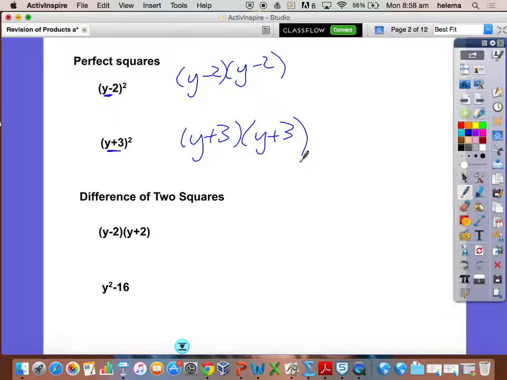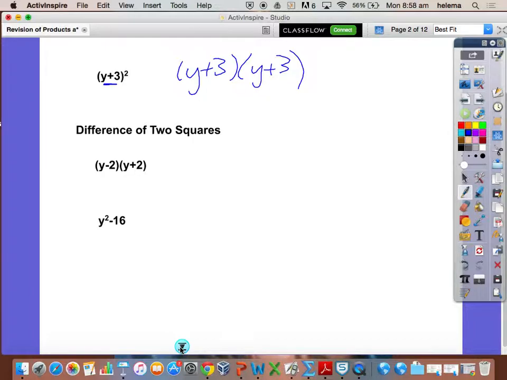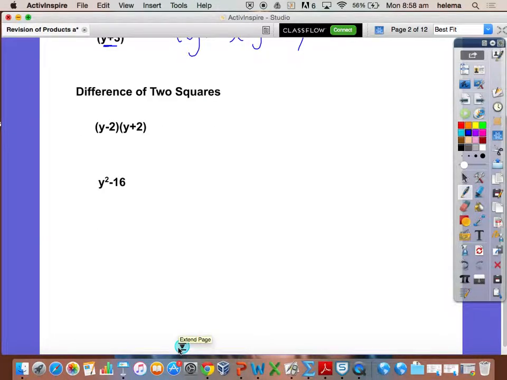Difference of two squares is a special case. It always has the form where you have the same thing, y minus 2, y plus 2. When you expand that out, it's always going to look like this: y squared minus 4. So it's this squared minus this squared. So for example, if I have y squared minus 16, it's what squared? It's y squared and it's 4 squared.